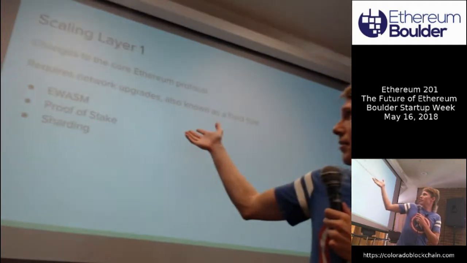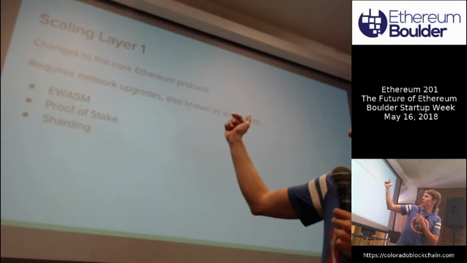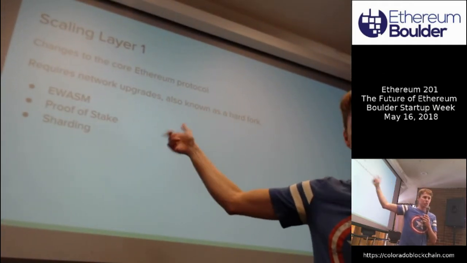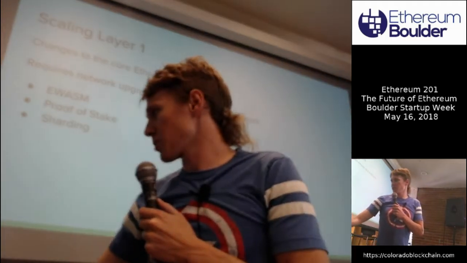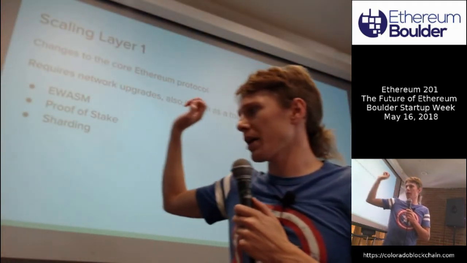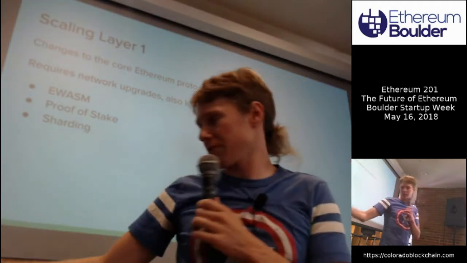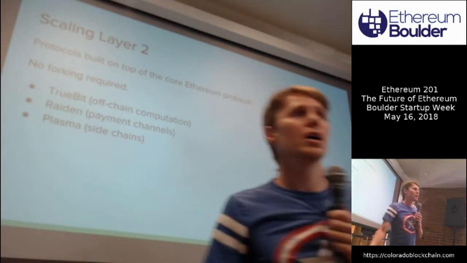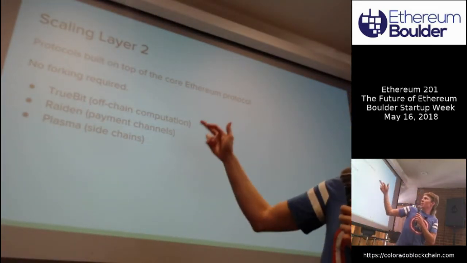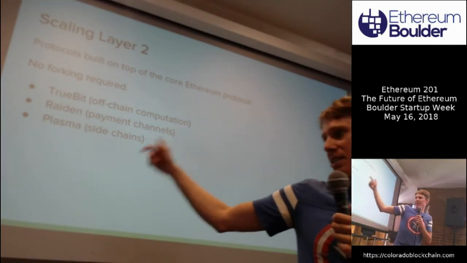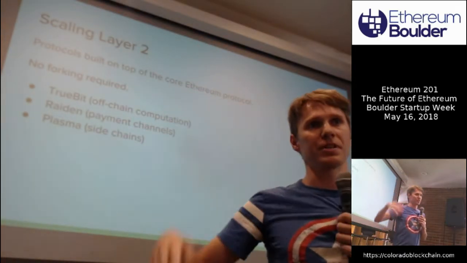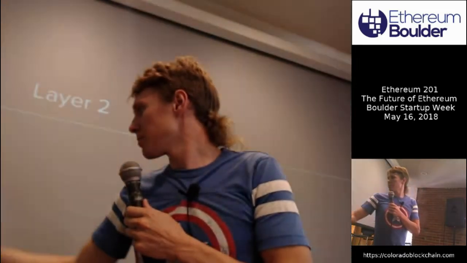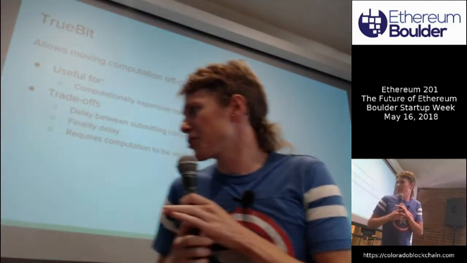So Layer 1, things that I'm going to talk about today are EWASM, proof of stake, and sharding. I'll talk a little bit more specifically about each of those when I get to them. But all of these require hard forks and are core Ethereum protocol things. Layer 2, I'm going to talk about TrueBit, Raiden, and Plasma. And these do not require forks. They're built on top of the core protocol. Cool. So let's talk about Layer 2 things first.